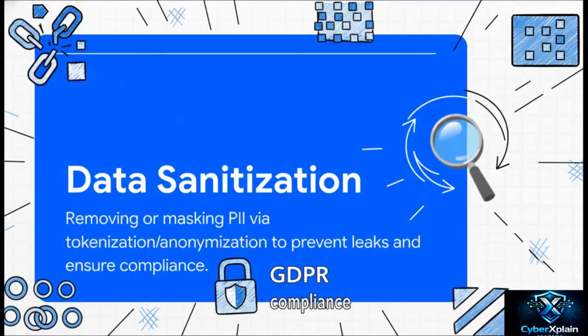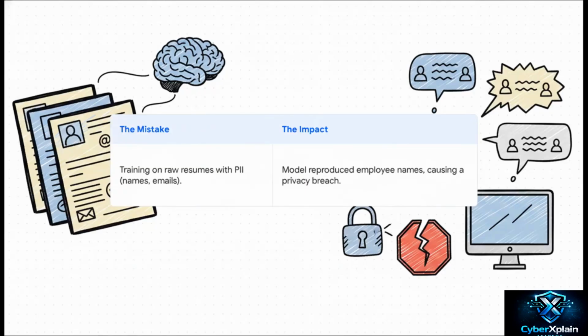The official term for this is data sanitization. Basically, it's the process of scrubbing your data clean. You use techniques like tokenization or masking to get rid of any personally identifiable information. You'll hear people call it PII. We're talking names, emails, you name it. The whole point is to make sure that private stuff never, ever gets embedded into the model. This is absolutely critical for things like GDPR compliance. Let me give you another really clear example. Imagine an HR department.